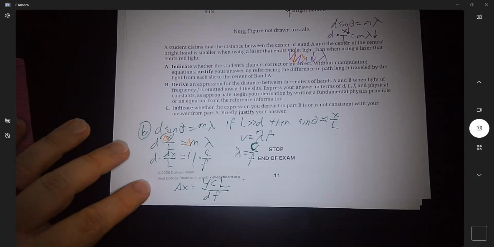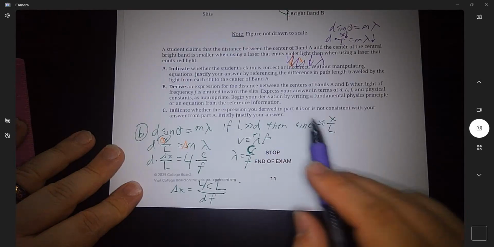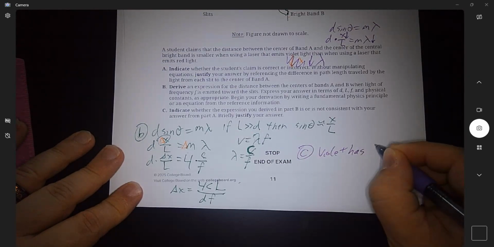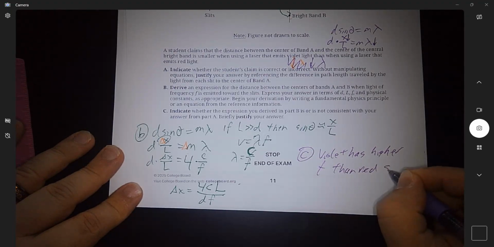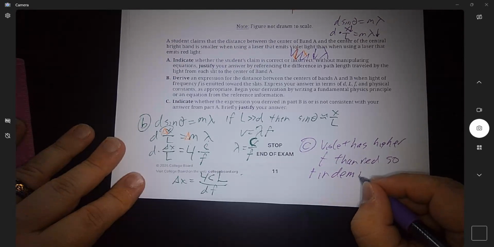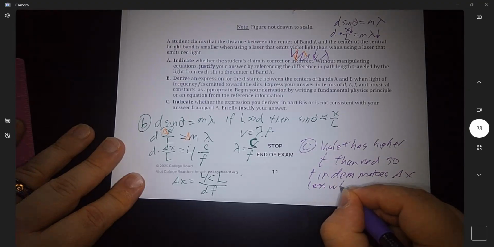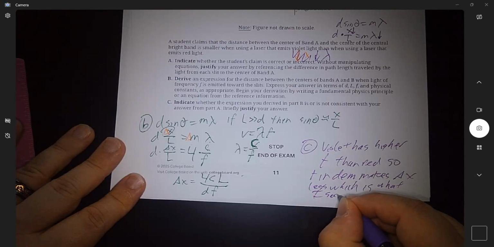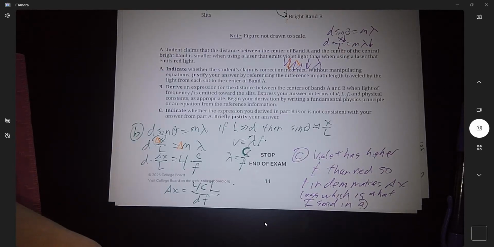And then I'm going to say, indicate whether the expression in part B is or is not consistent. So for part C, violet has higher frequency than red, so f in the denominator makes delta x less, which is what I said in part A. All right, well, that's it. That is the AP Physics 2 free response.